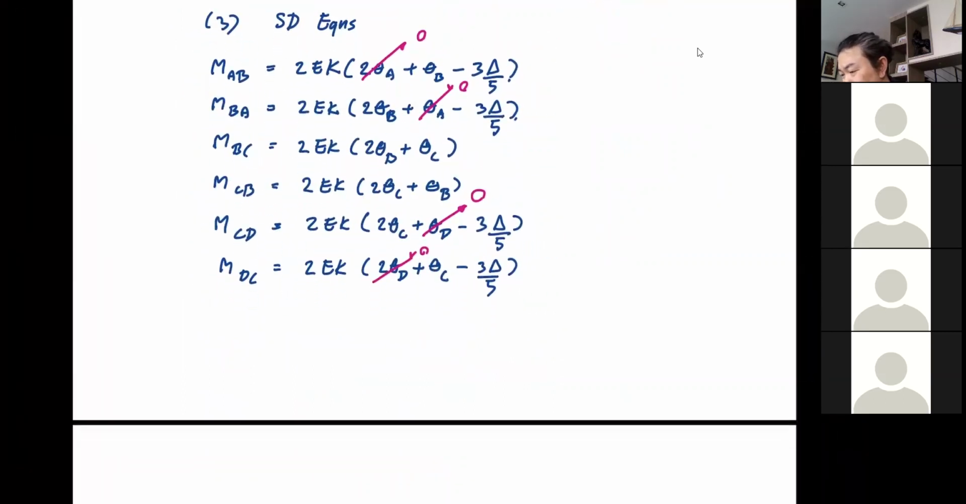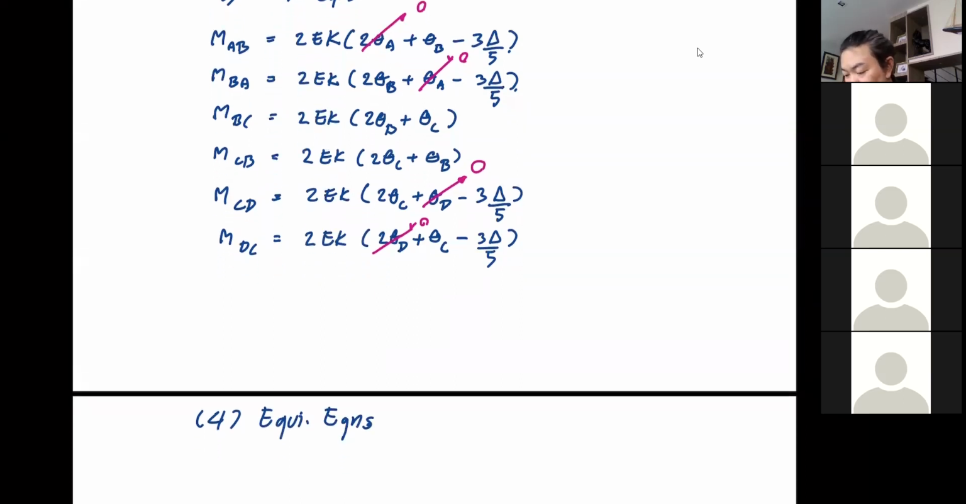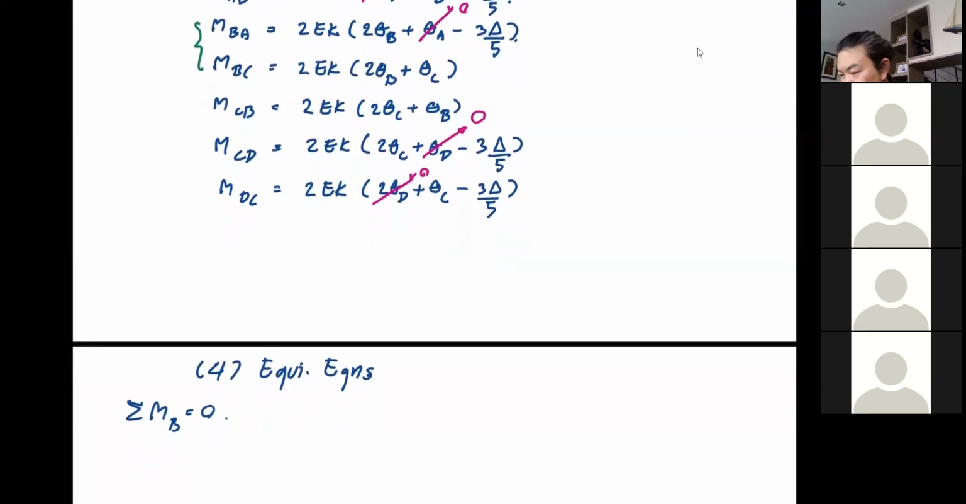Now it's the equilibrium equation. I try to put them on the same page. So let's say step number four, equilibrium equation. The first one is going to be pretty obvious. That is going to be sigma MB equal to 0, right? Now you see sigma MB is going to consist of this. Some just want to add this guy up, which is kind of crazy. Sigma MB is going to be 0, and now you can say MBA plus MBC equal to 0.